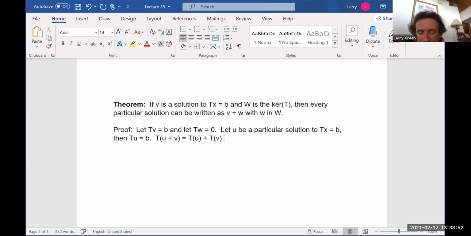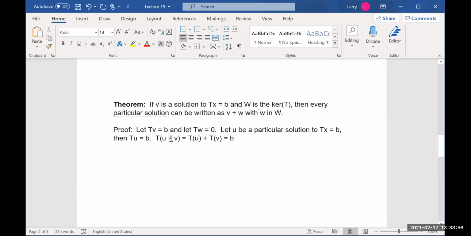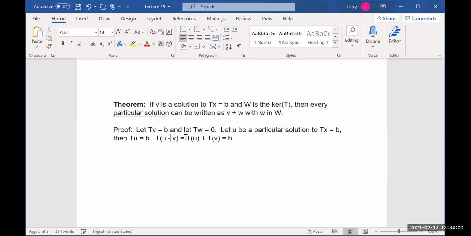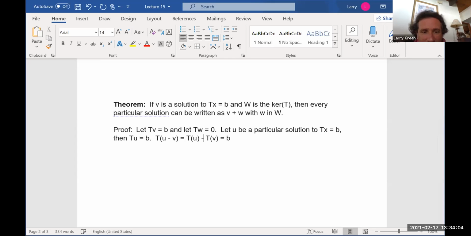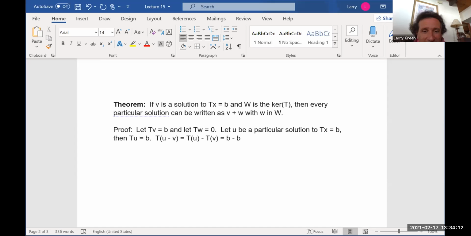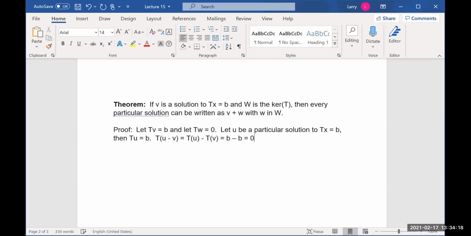Any questions on that idea? What's T of u? b. Oh, sorry, I don't want T of u plus v. Sorry about that, that doesn't help. T of u minus T of v, and I can split minuses too. Do you remember that? So T of u is b. What's T of v? b as well. Now here's the easiest question in the world. What's b minus b? 0. Good. Told you it was the easiest in the world, wasn't it?